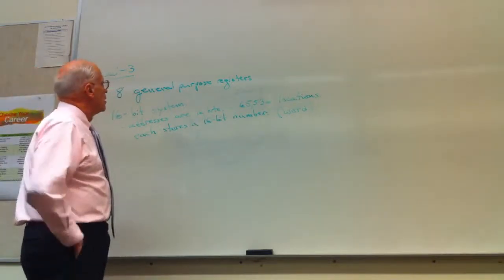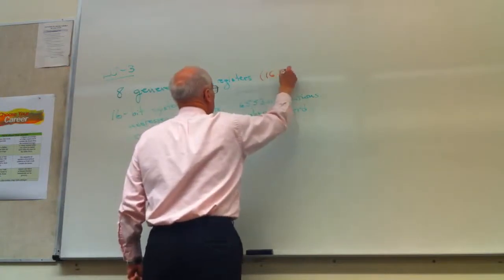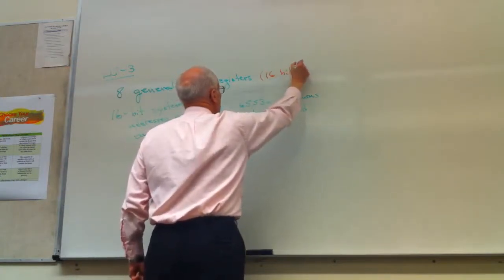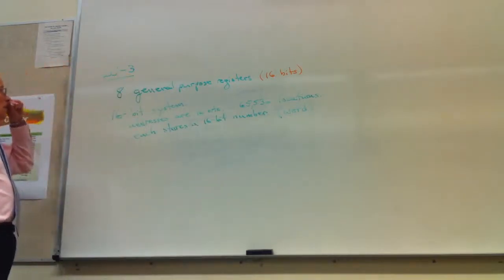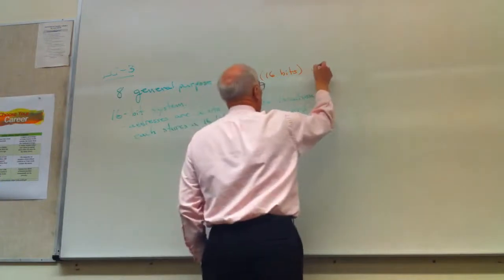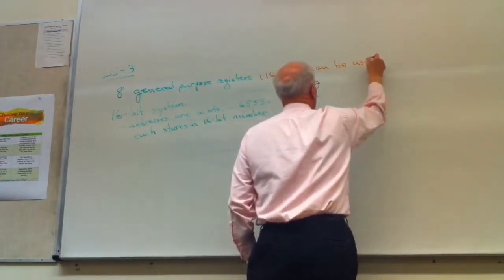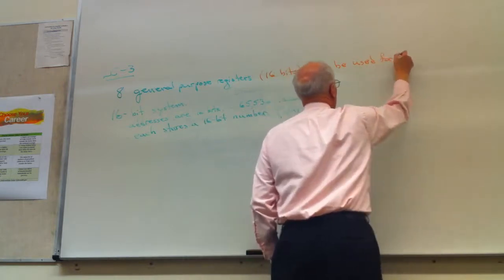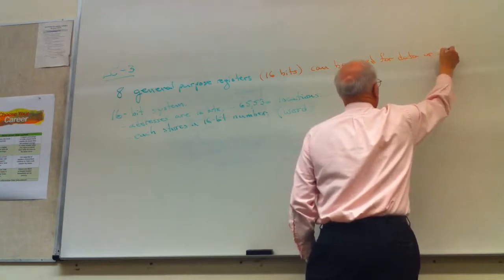These 8 general purpose registers are also 16 bits. And what we mean by general purpose is that they can be used for data or addresses.